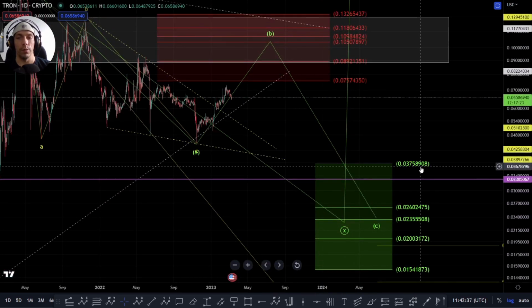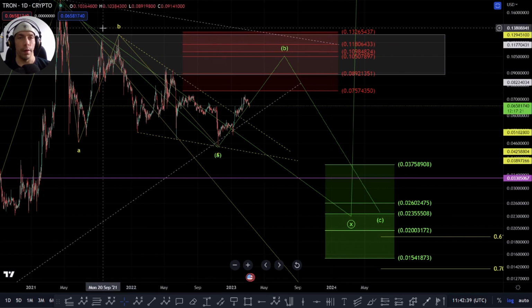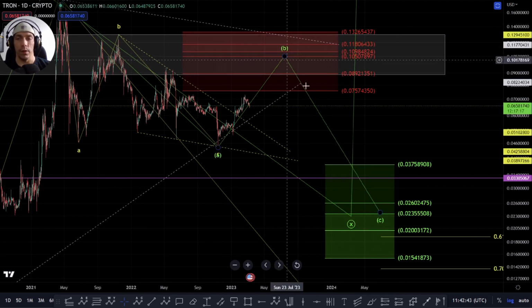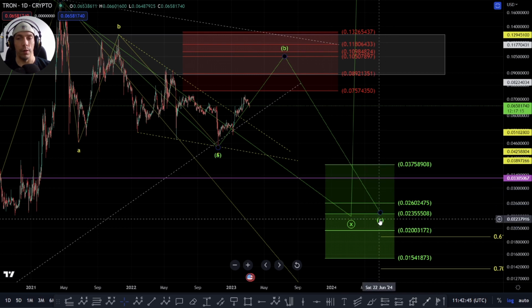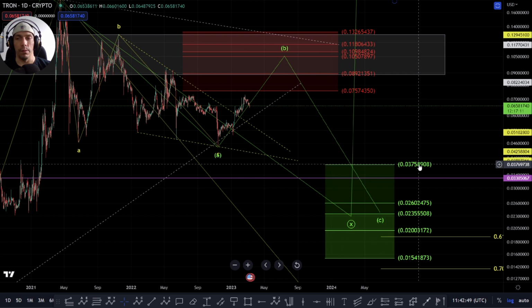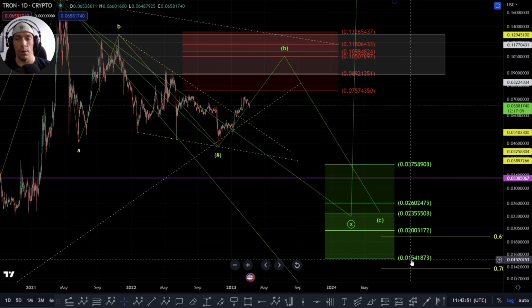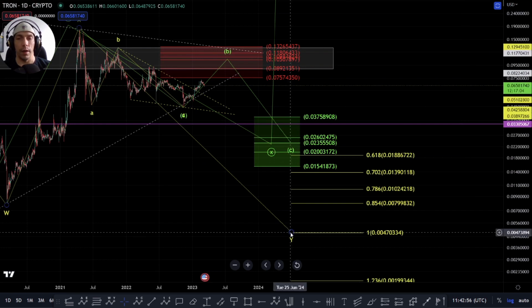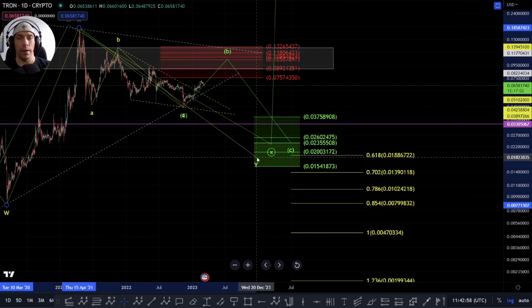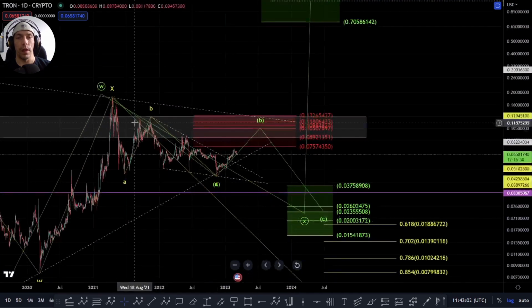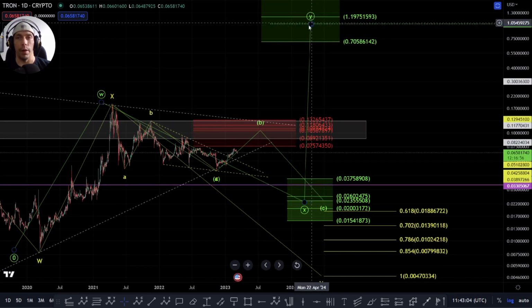But what I'm looking for is effectively if we do move up towards the 618 region, which is this 1050, we could look for this continuation down towards this zone again of this 03758 to this 0154 region. And this would then satisfy that potential Y wave here. Alternatively, this could also then be an X wave looking for this Y wave to the upside.